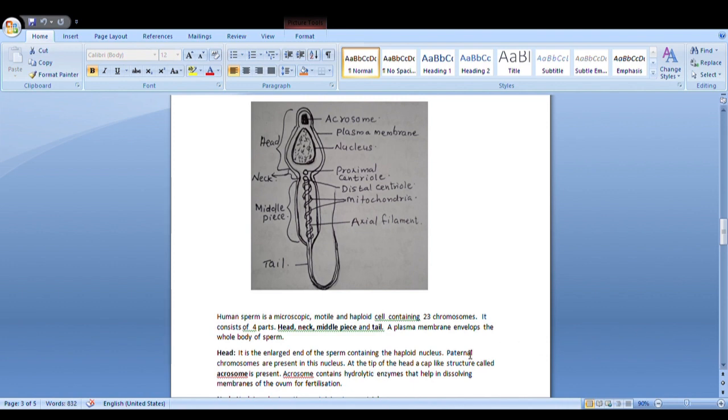A plasma membrane envelops the whole body of sperm. We can see the parts here. Plasma membrane, outer covering as the plasma membrane. Then this portion is the head, the enlarged portion, it is the head. Then a small region here we can see as neck. The following portion is the middle piece, and finally the tail.